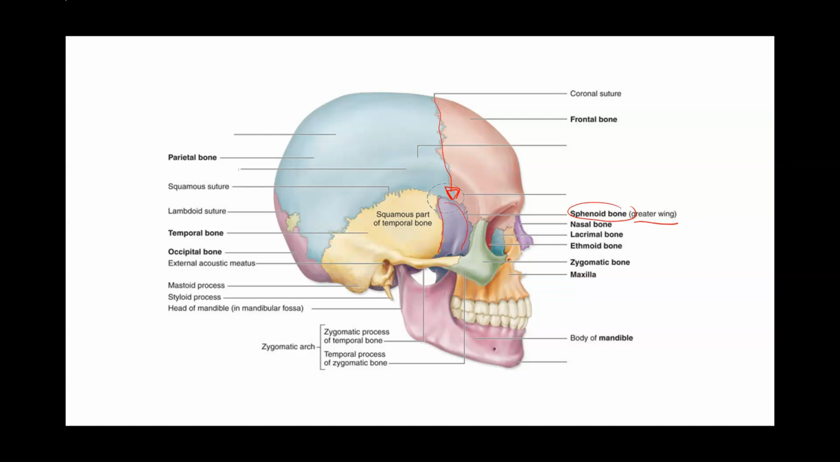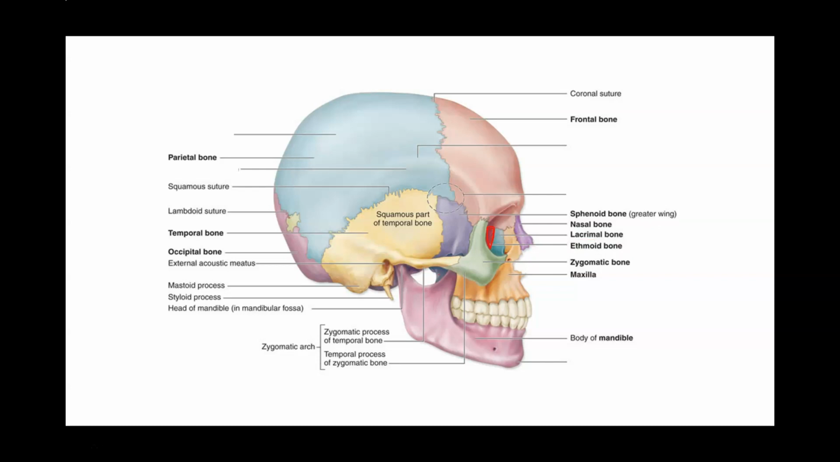There's one more cranial bone that we can see in this view, and it is the ethmoid bone. In this view, it's only visible in the orbit or the eye socket. That's just that little bit right there. It helps form the medial wall of the orbit or the eye socket.